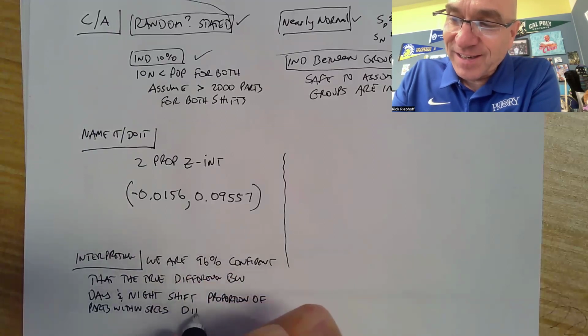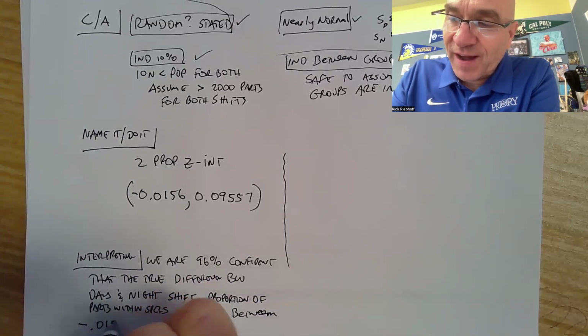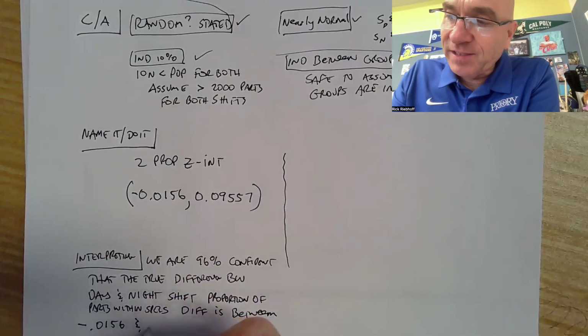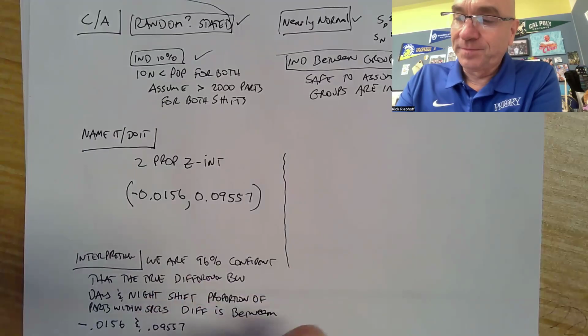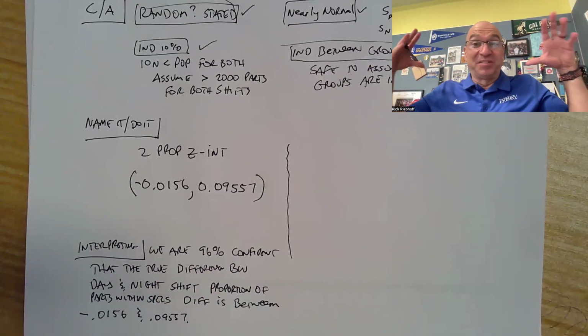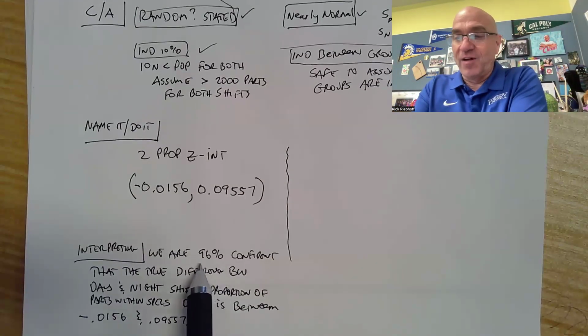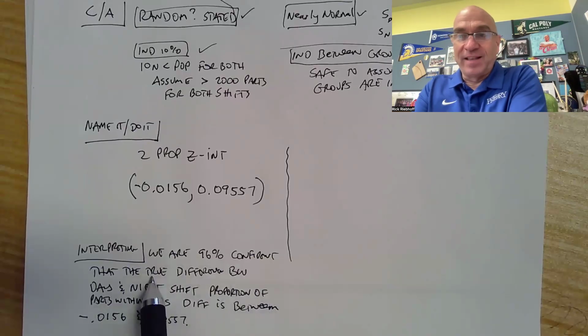Difference is between negative 0.0156 and positive 0.09557. Boom. Awkward. Does not sound good to me at all as I read that, but I got the right things in. I got how confident I am. I got the context, true difference between these. And then I said the difference is between these two.